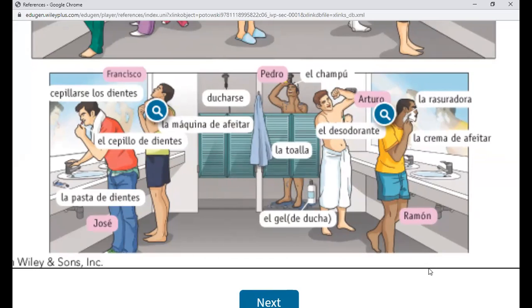Los chicos están en el baño. Muy bien. Listen to them. Los chicos están en el baño. I'm going to need the boys to help me to say the routine, la rutina. Okay? In this case, we're going to say yo me. Por la mañana, yo me. Come on, guys. Yo me. El desodorante. Well, that's an object.